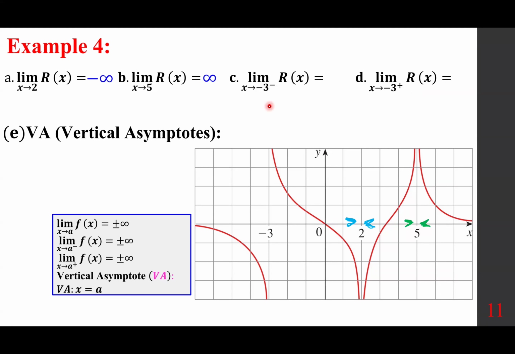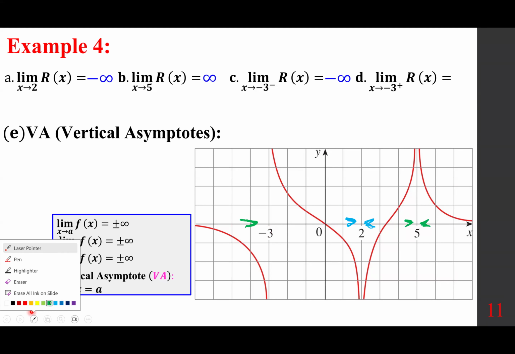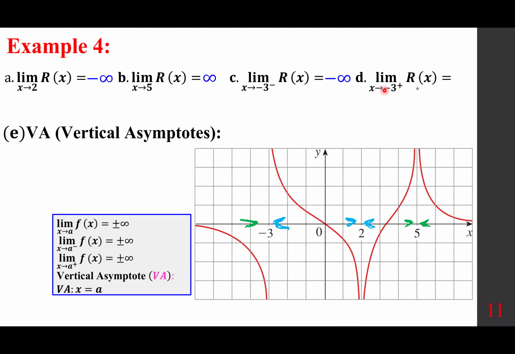Now, the limit of r of x as x approaches negative 3 from the left means this way. And this way, it's going down. The answer is negative infinity. On the other hand, the limit of r of x as x approaches negative 3 from the right, the answer is positive infinity.